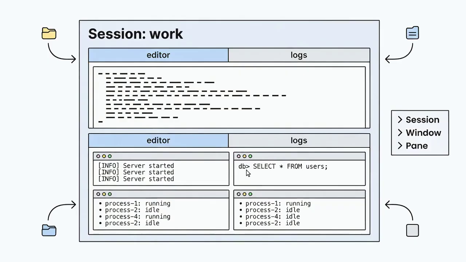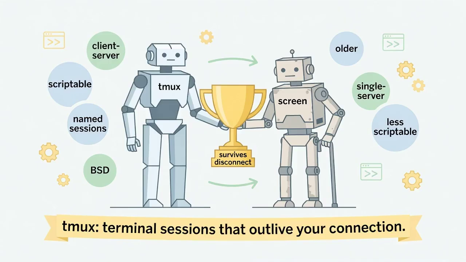side by side. tmux and GNU Screen both survive disconnects, but they split from there. tmux is modern, client-server based, scriptable from the ground up, names sessions by default, and ships under a permissive BSD license. Screen is older, runs as a single server, and resists scripting. For most developers building real workflows today, tmux is the friendlier tool. The tagline says it all. tmux gives you terminal sessions that outlive your connection.